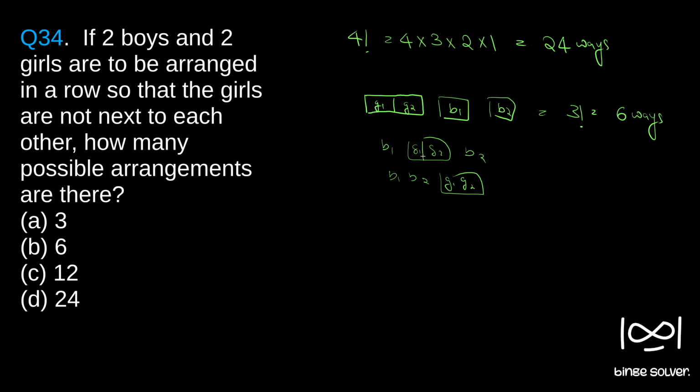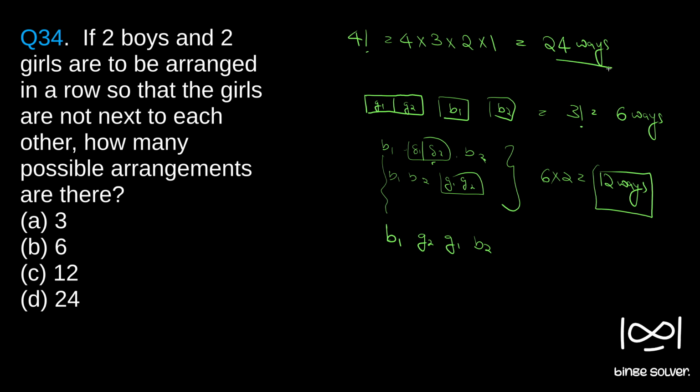In all these cases, G1 and G2 can switch places, and we will get another arrangement. So out of all these 6 cases, we can find another arrangement where these girls are sitting next to each other, and we have a different arrangement. For example, B1, G1, G2, B2 is one arrangement. Similarly, we can just switch G1 and G2 alone without changing anything else. So G2, G1, B2, we will get another arrangement. So similarly, for all these 6 arrangements, we have one more arrangement where G1 and G2 switch their place. So total 12 ways. So this 12 is the total number of arrangements where G1, G2 are together. That is, girls are together.